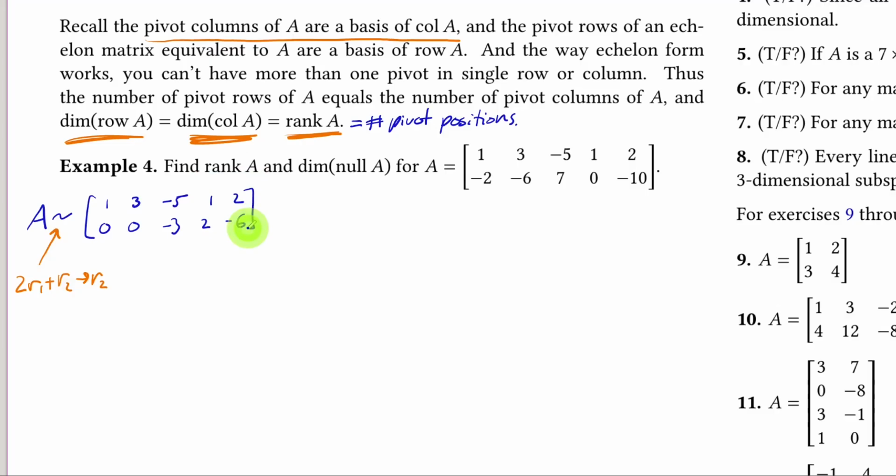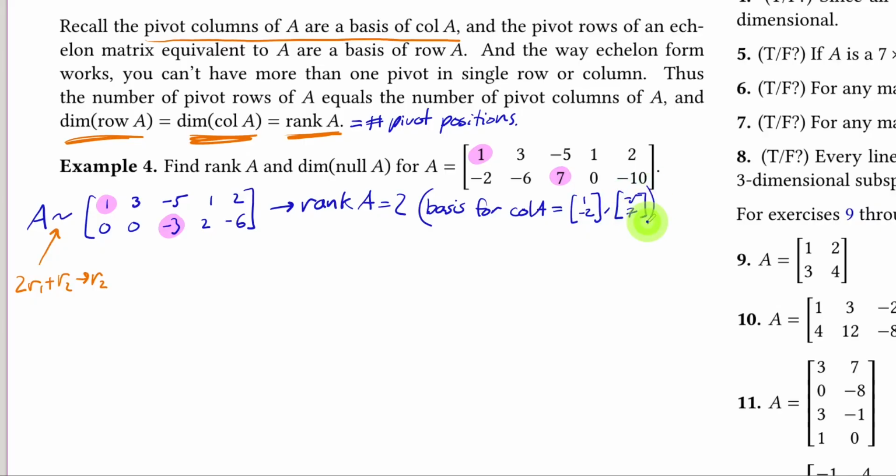And so yeah, at this point, it's in echelon form. We can see the rank is going to be 2 because we have 2 pivot columns in A. Because again, if you want a basis for the column space, it's the pivot columns of A. Okay, now let's get the dimension of the null space.